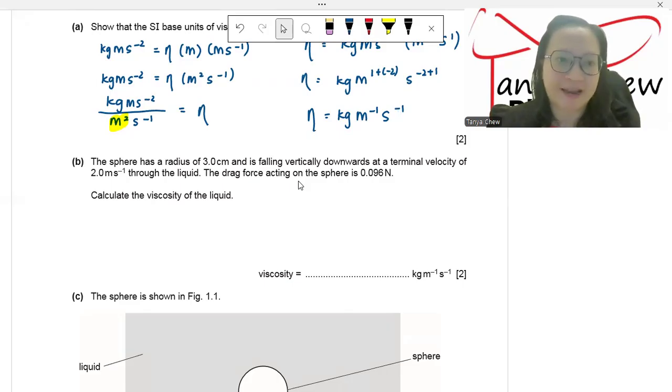Now B, the sphere has a radius of 3 cm and is falling vertically downwards at terminal velocity of 2 meters per second through the liquid. Drag force acting on the sphere is 0.096 Newton. Calculate the viscosity of the liquid.